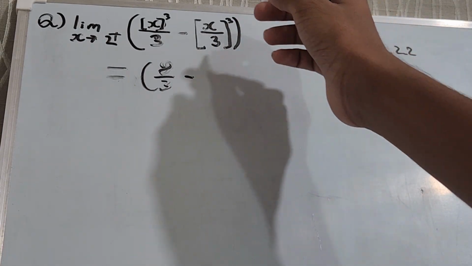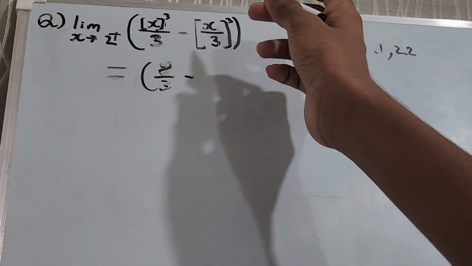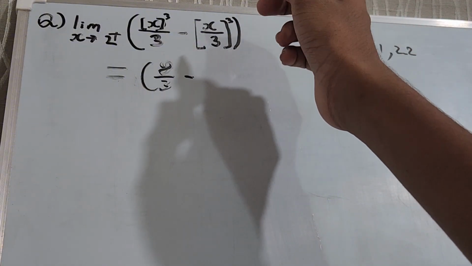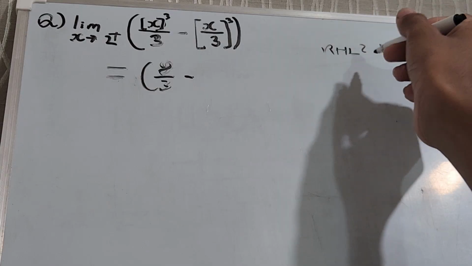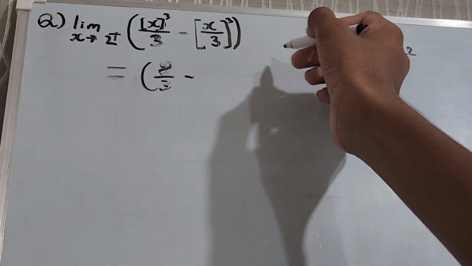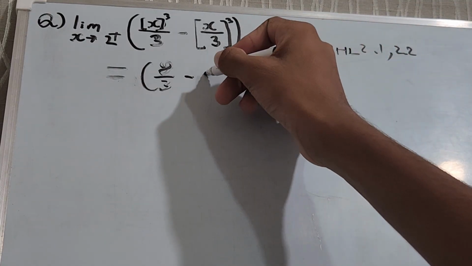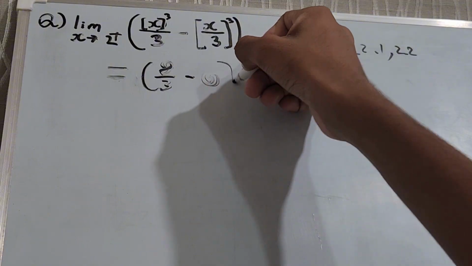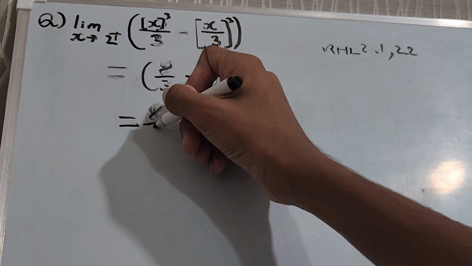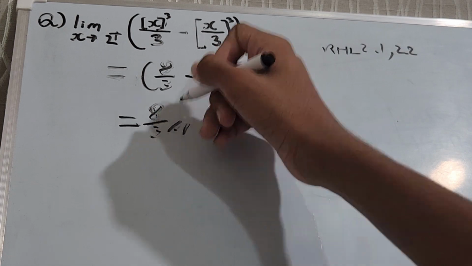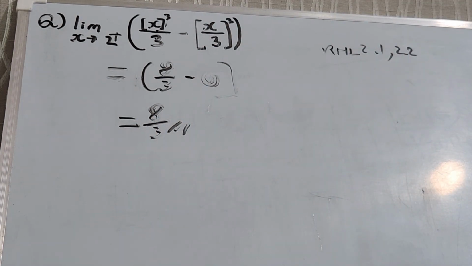So 0.67, if you take the greatest integer function, then you will get 0, right? 0 cube is 0, right, so it is equal to 8 by 3. So that's the answer. Now let's move on to the next question.